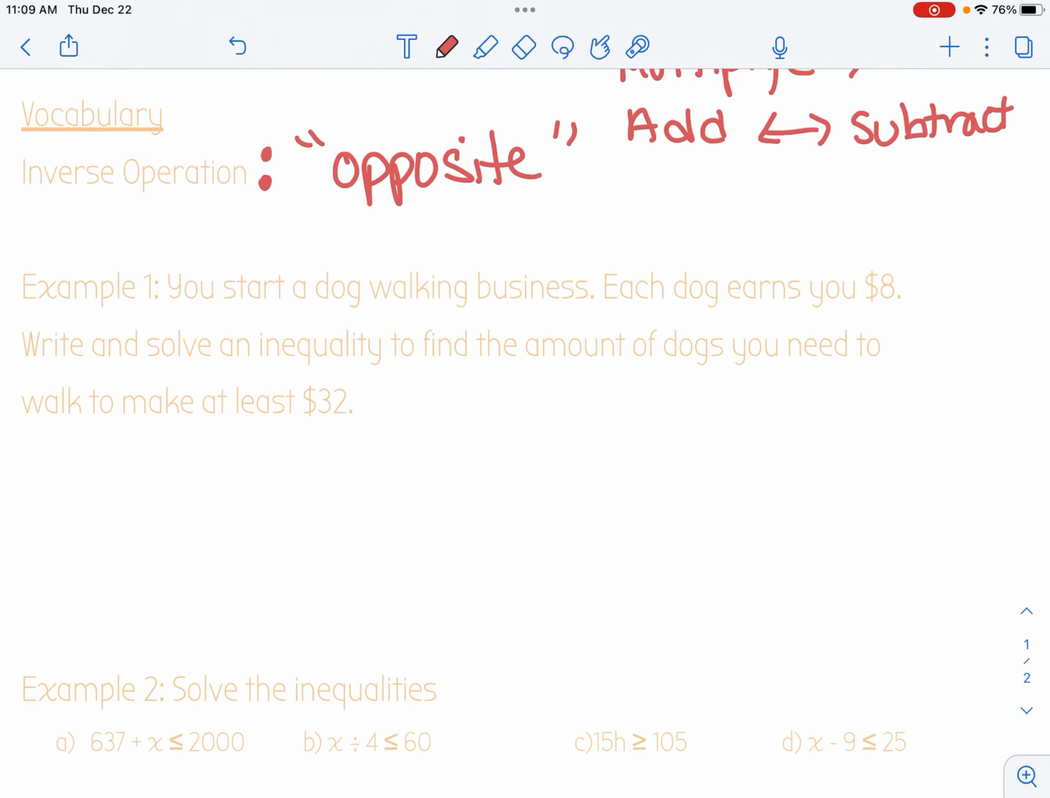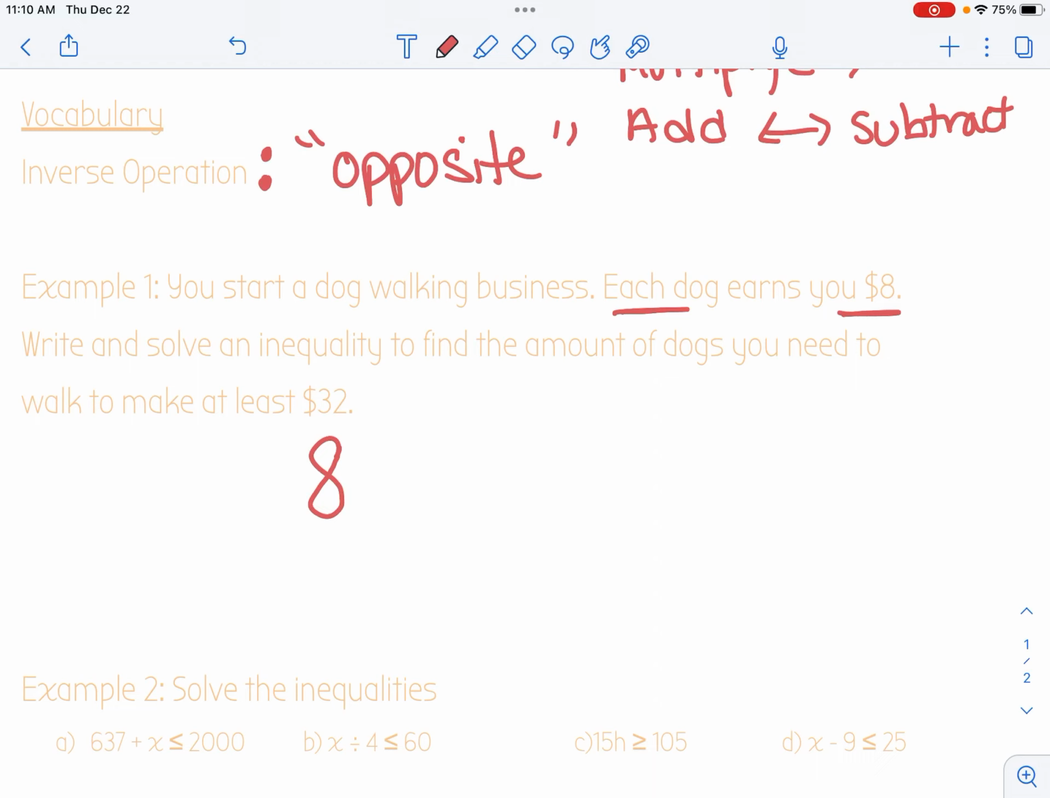So example 1, you start a dog walking business. Each dog earns you $8. Write and solve an inequality to find the amount of dogs you need to walk to make at least $32. So each dog is going to earn us $8. I know that if it's each dog, every single dog that I walk, I am making $8. I know I'm going to use multiplication to represent this.